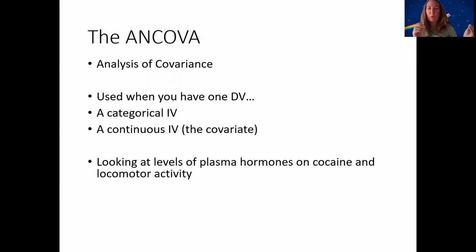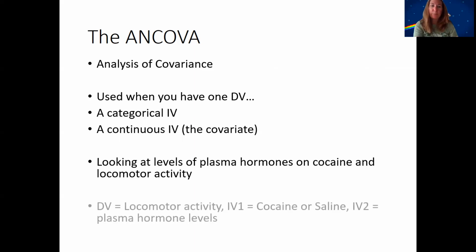So like plasma hormone levels, which is a continuous independent variable, and then cocaine would be our categorical independent variable, and locomotor activity would be our dependent variable. So here we go. So our dependent variable would be locomotor activity. You can have more than one dependent variable, by the way, for this, but it's just the example. But when you have a continuous independent variable and a categorical independent variable, that's when you run the ANCOVA, because the covariance is between the categorical and the continuous independent variable. Okay, and that's all for that.